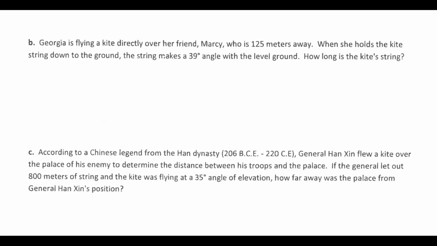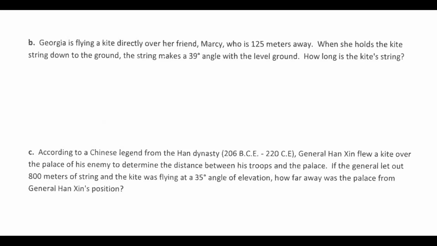We're talking about applications of right triangle trigonometry, and in this video we're going to look at example B from your notes. Georgia is flying a kite directly over her friend Marcy, who is 125 meters away. When she holds the kite string down to the ground, the string makes a 39-degree angle with the level ground. How long is the kite string?